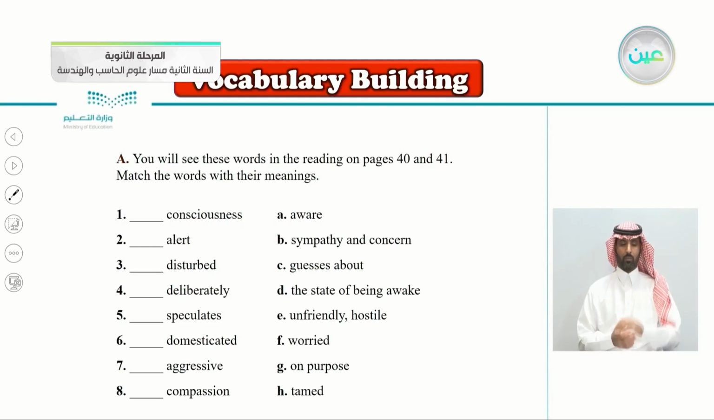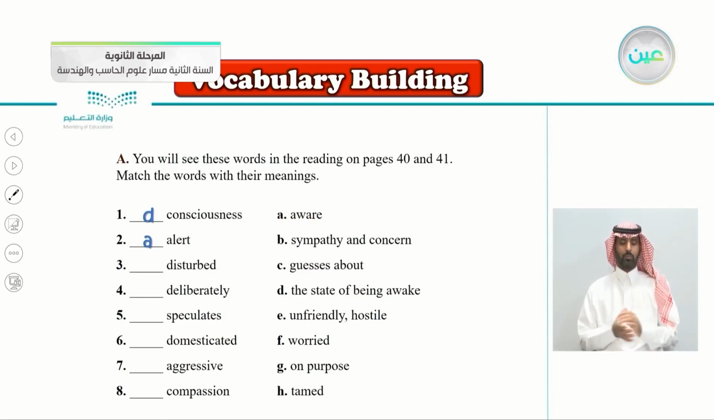So number one, consciousness. What's the meaning of consciousness? Match it with its meaning. Consciousness goes with the letter D. Consciousness is the state of being awake. Very good. What about number two, alert? To be alert goes with the letter A. To be alert is to be aware of something. Very good.